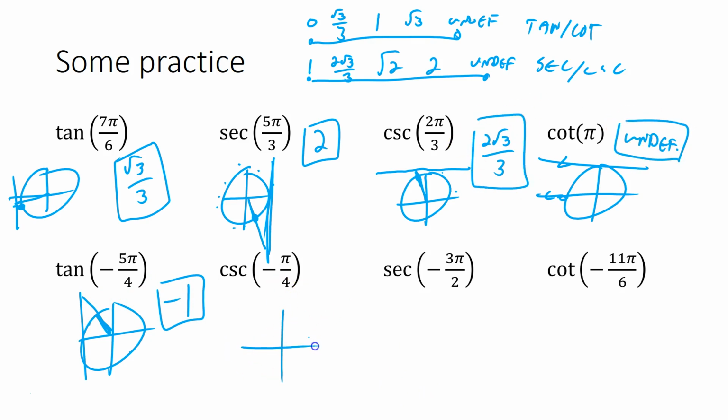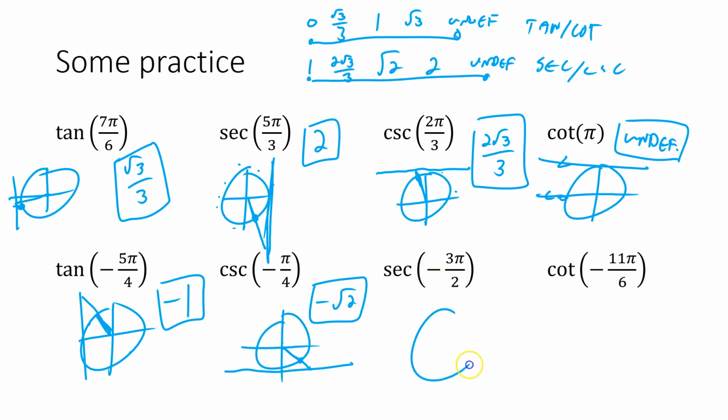Cosecant of negative pi over 4. Negative pi over 4 is right there. And cosecant there, so we think about the cotangent line. Doesn't really matter because it's a pi over 4. It should be the same. So there, cosecant is 1 over sine. We're on the bottom, so it'll be negative root 2. All those 45s give us the root 2s. That's kind of the middle value.